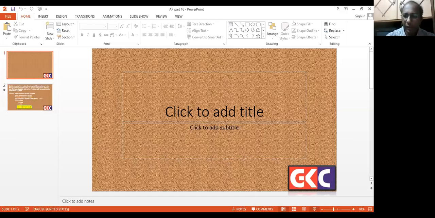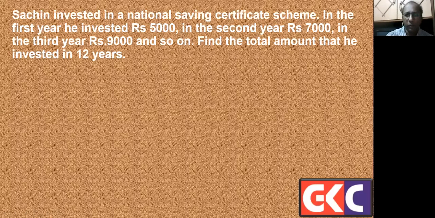Here we have a sum where Sachin invests. In the first year, he invested rupees 5,000. In the second year, rupees 7,000. In the third, 9,000, and so on. Find the total amount invested in 12 years. Hopefully you guys can see it.